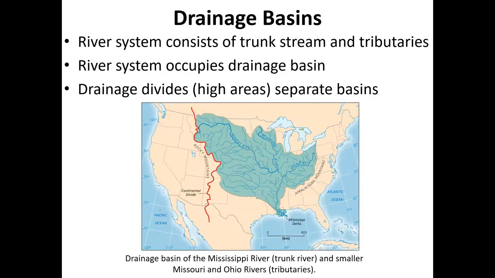Michigan is not part of the Mississippi River Basin. It has its own river basins that go out into the Great Lakes. And you can see that little red line there is the Continental Divide.